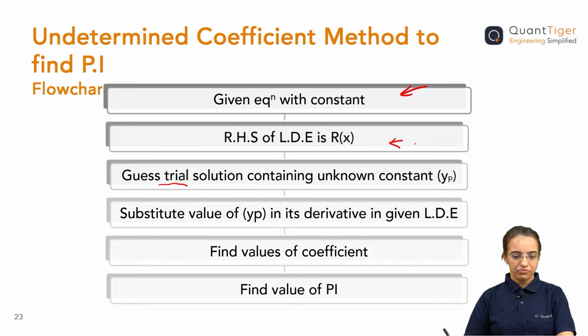That will be the step which we have to take. Then this will be our YP, which is nothing but the trial solution that we have to substitute in the given equation, and simplify it to find the values of the coefficients, and then find the value of PI. The step you have to remember here is what guess trial solution we will be considering. I have explained that in detail later in the slide.